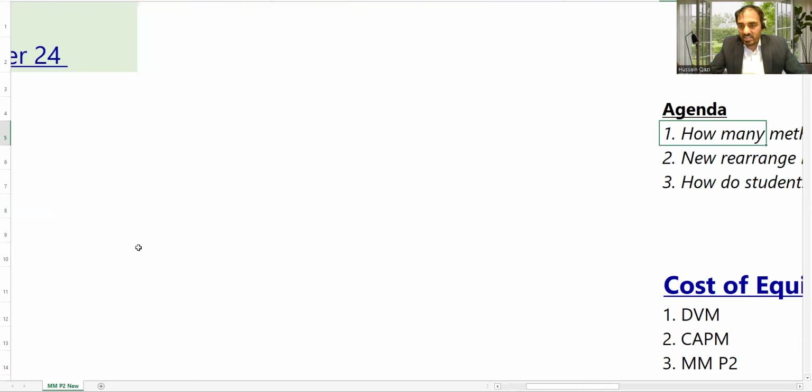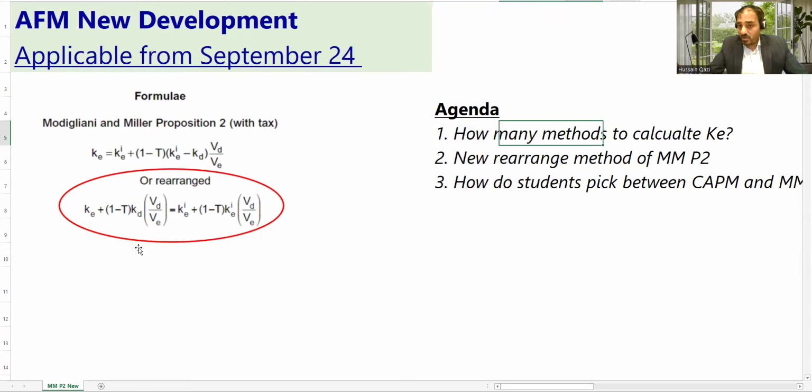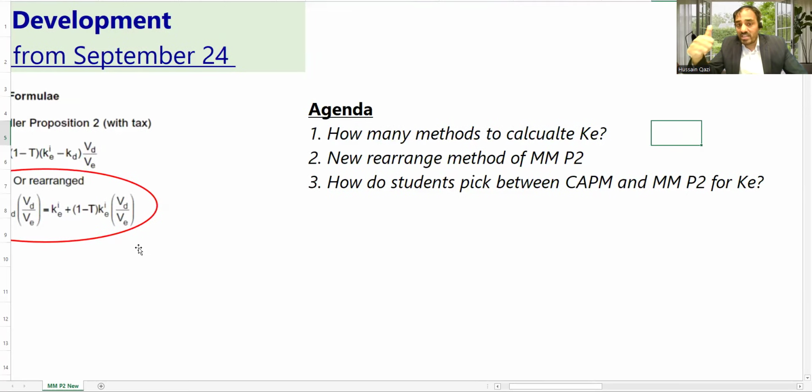So let's start the session by setting the agenda. There are three specific points in this agenda. Point number one, we will discuss how many methods are available to calculate the cost of equity. Number two, out of these methods, how to calculate K by the new rearrangement method of Modigliani-Miller Proposition 2. And the last, third point, the answer to the confusion: how do students pick between CAPM or MM Proposition 2 for K during examination? So we will cover these 3 points.